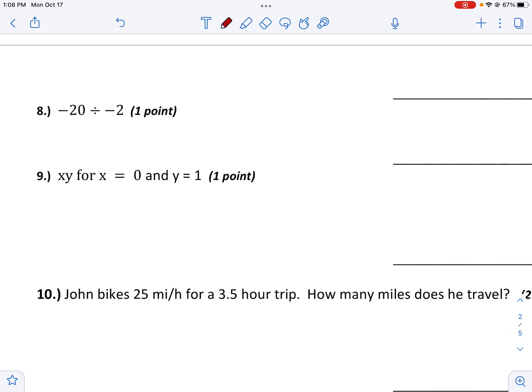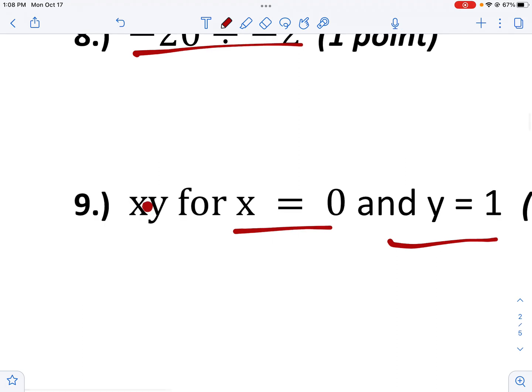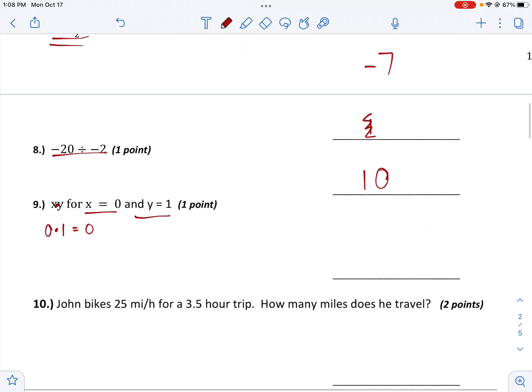Number 8 is negative 20 divided by negative 2. If you plug that into the calculator, you should get positive 10. And number 9, xy, for x equals 0 and y equals 1. Make sure if you are confused, there's actually a multiplication symbol in there. So we have 0 times 1, and that equals 0. Anything times 0 is 0.